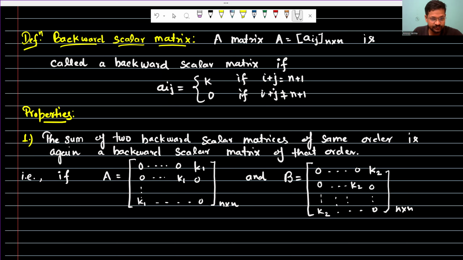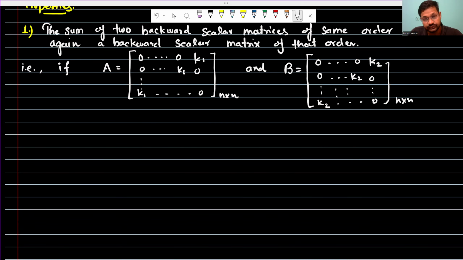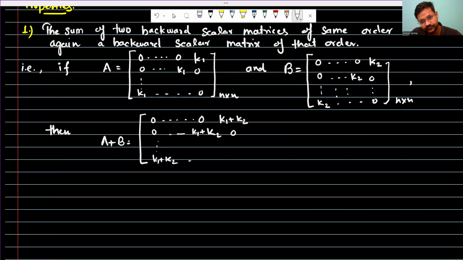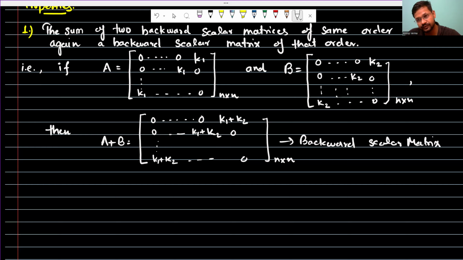If you are adding these two matrices, you will again get a matrix with the backward diagonal entries K1 plus K2. So A plus B is equal to 0 up to 0, and when adding K1 with K2 you get K1 plus K2. Similarly, all the backward diagonal entries become K1 plus K2. So this again will be a backward scalar matrix of order n by n. Clear?